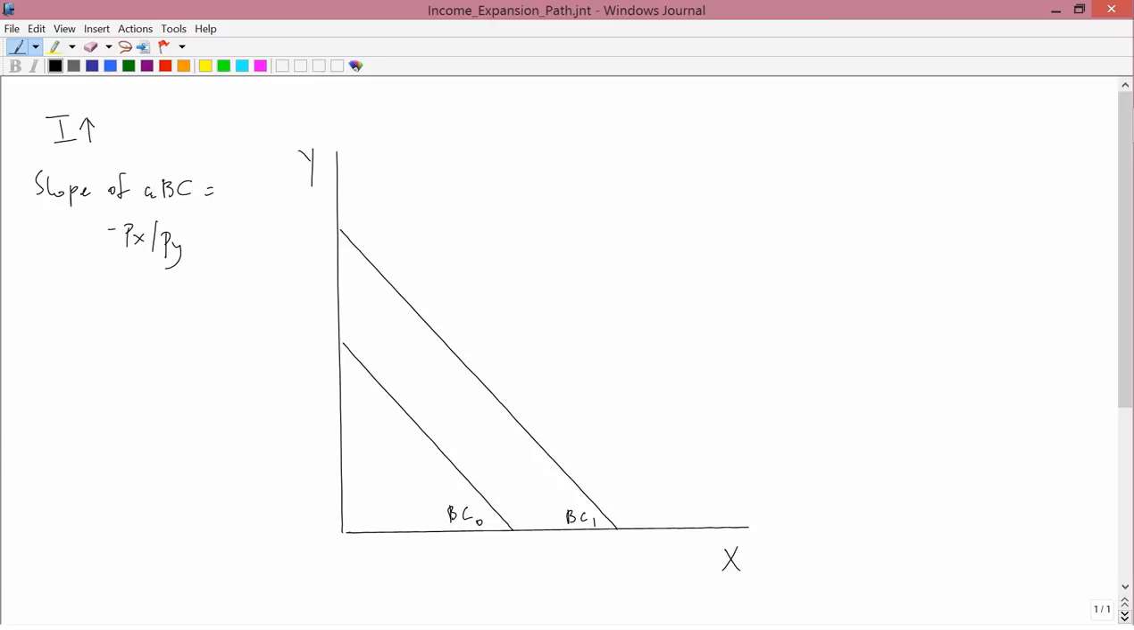If income increases even further, then I can draw yet another budget constraint representing another affordable set, which is even farther out. Let's see how that would look. Okay, call that BC3. The next thing to do is to ask how the consumer responds to these increases in the budget constraint. I guess I should call this BC2, shouldn't I?